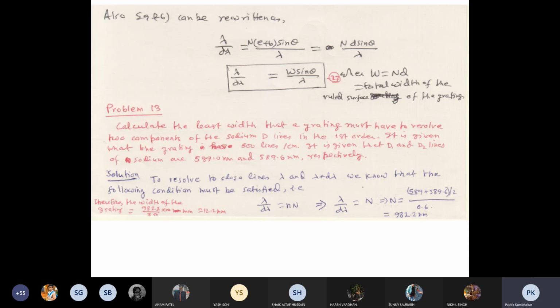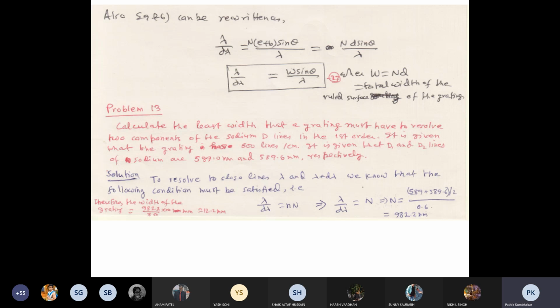Now n into d, what is that? d is the spacing between two consecutive slits, and there are a total of n slits. For example, you have a grating with n slits, and two slits are separated by d. So the total width becomes n into d.